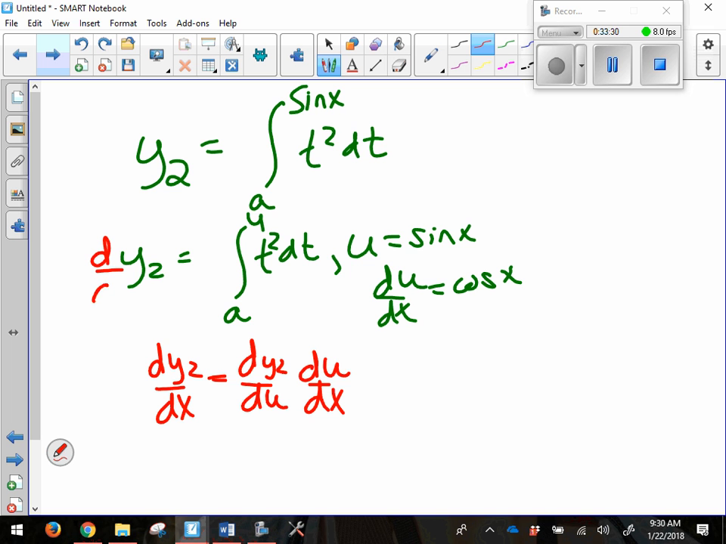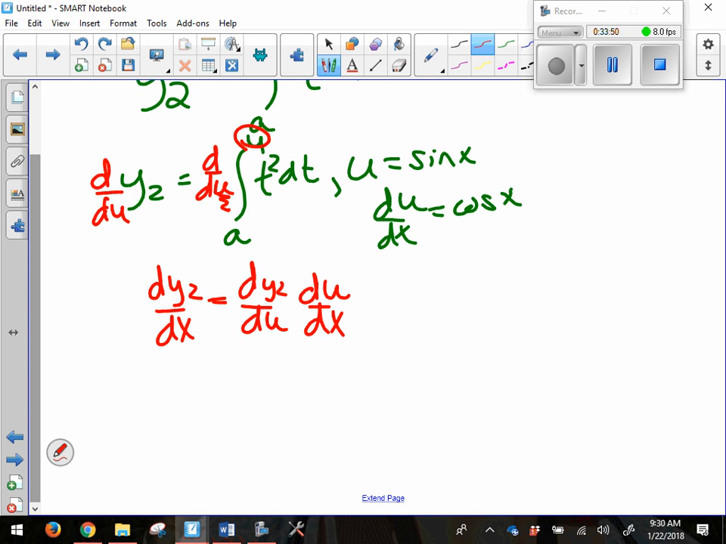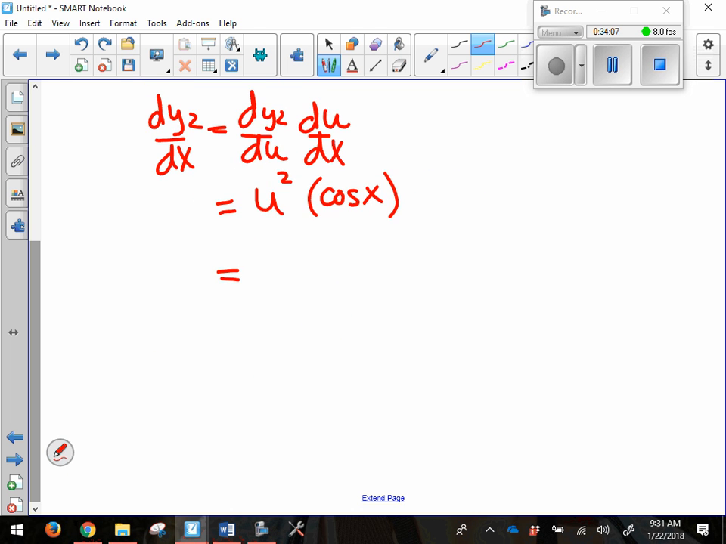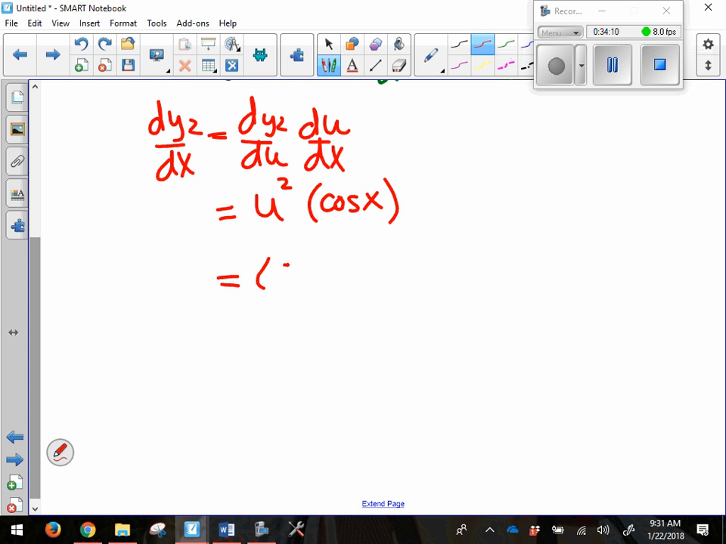And when I take d/du up here, my variable of differentiation and my variable in the upper limit of my integration all agree. The variable in the upper limit of integration is raised to the first power, so I can apply the fundamental theorem of calculus. And so what do I get for dy2/du? Well, let's do u squared. Okay, du/dx is going to be cosine x. And then u was sine x, so I'm going to substitute in.